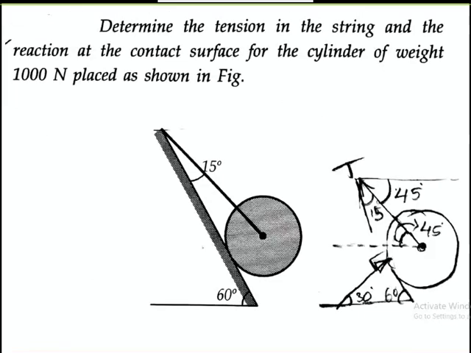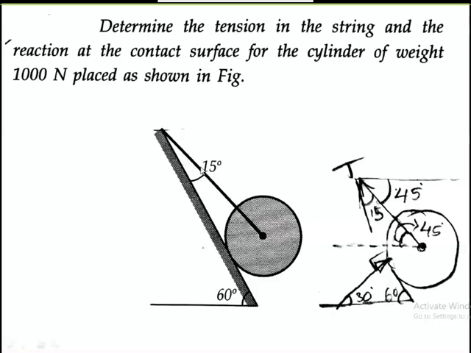Let me take another example. In this example, you have to determine the tension in the string and the reaction at the contact surface for the cylinder. This is a cylinder, and this is a string. Tension means always we will write the arrow away from the point, away from the joint. This is connected to a string. String means tension, so we will write the arrows away from the point.